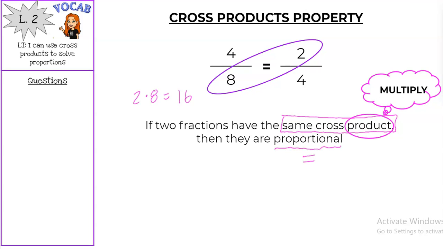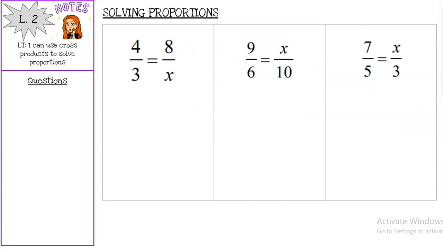And then we have the other cross, which would be the 4 and the 4. So we do 4 times 4, and that also equals 16. They have the same cross product, so that makes them proportional. All right, so we are going to use cross products to help us solve proportions. This is going to be a tool that we're going to use in our next unit to help us solve real world problems. But first, we want to master this skill of solving proportions.